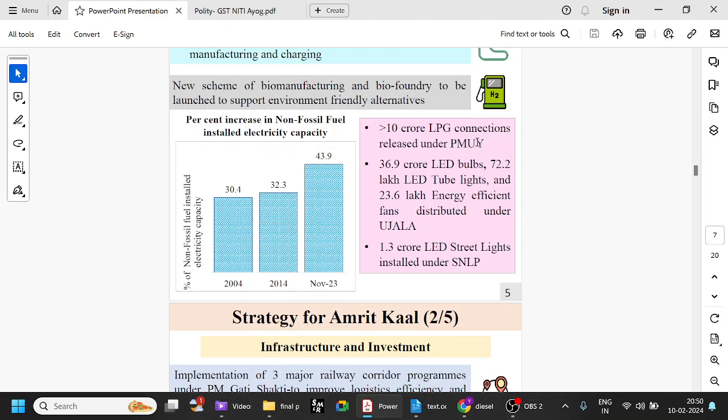And this is PMUY, Pradhan Mantri Ujjwala Yojana, and they have provided more than 10 crore LPG connections to the below poverty line people, the poor people. Ujjwala Yojana means LPG connections, and PM Ujala means LED bulbs. No need to remember the figure, but just remember that Ujjwala is more than 10 crore LPG connections, and Ujala is LED bulbs, and 1.3 crore LED street lights installed under SNLP.